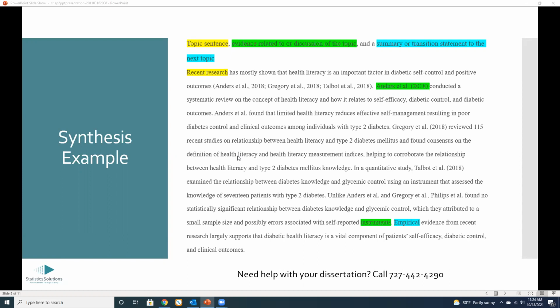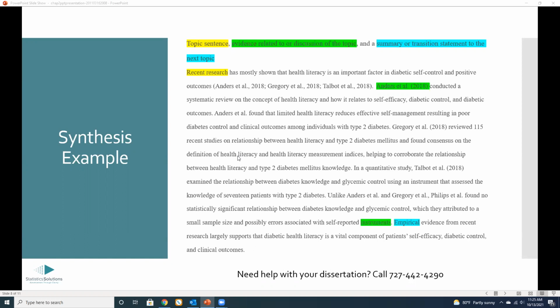Okay, so this is one. Research mostly supports this connection. And I have two studies supporting that connection, but this third one didn't. It found no statistically significant relationship between diabetes knowledge and glycemic control. But then here's an explanation, which they attributed to a small sample size and possibly errors associated with self-reported instruments. Okay, so that study does not fit in with the other ones. It doesn't show the same thing, but there is a possible explanation, which is included.